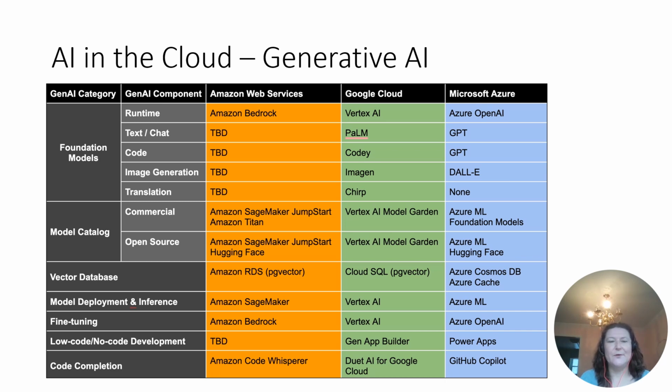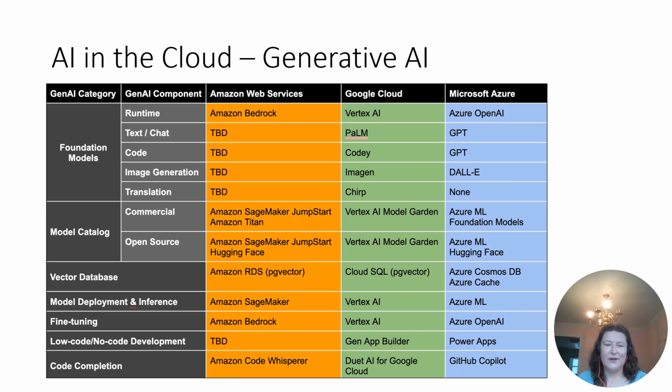Foundational models in AWS haven't really been ascertained as yet. There's model catalogs, so SageMaker has a choice of models that you might want to use. It's a bit like the Model Garden that you get in Google Cloud, and the ML foundation models that you get in Azure. For the vector database, you can use RDS pgvector, or Cloud SQL pgvector in Google Cloud, and Azure Cosmos DB and Azure Cache in Azure. So these are just some of the things that you might use.